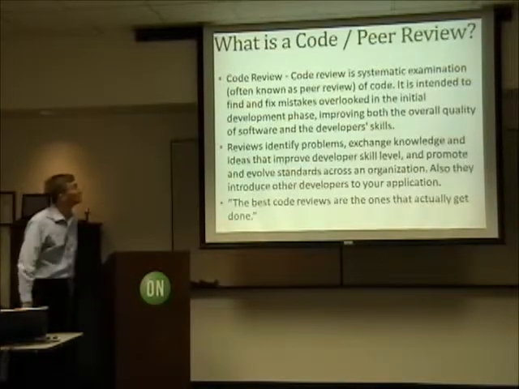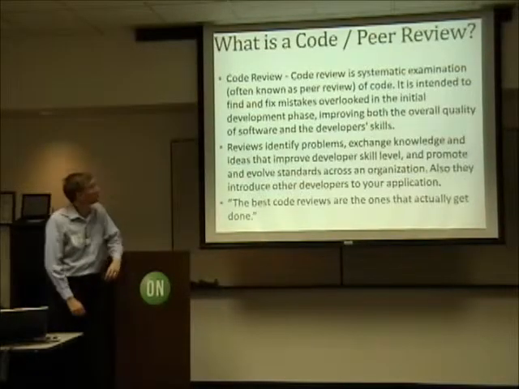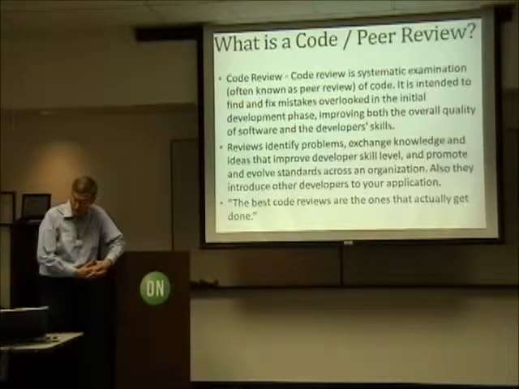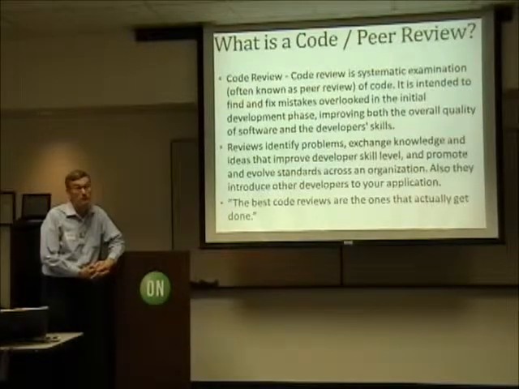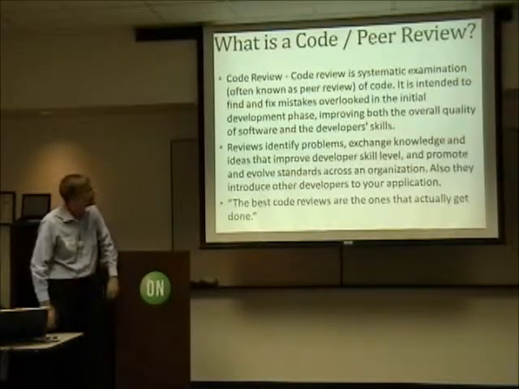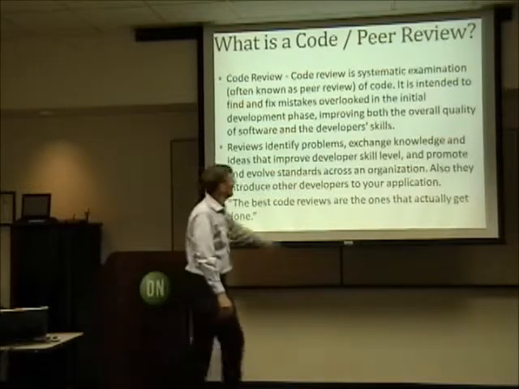All right, what are we doing here? Code review. Wikipedia talks about a code review. They say a code review is a systematic examination, often known as a peer review, of your code. It's intended to find and fix mistakes overlooked in development, and it's supposed to improve the overall quality of software and the developers' skills. I think the last thing is the most important.